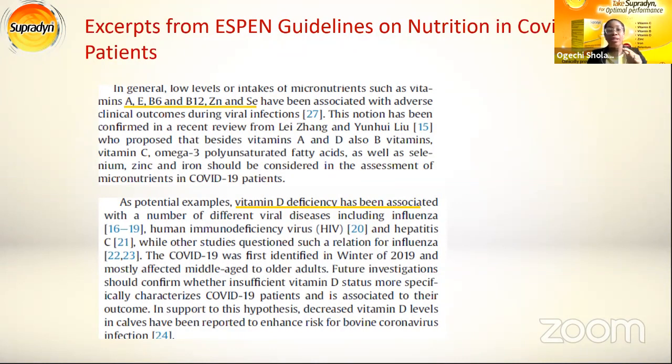So what does that mean? It means that even at this point, if a patient hasn't caught any of the viral infections, they should be taking adequate amounts of these micronutrients, because there are improved outcomes for people who have optimal levels of these vitamins, and it helps with fighting the infection. Vitamin D deficiency has also been associated with a number of different viral diseases, including influenza. Vitamin D is also one of the vitamins highlighted as important in supporting immune function and helping prevent respiratory diseases and viral respiratory infections.